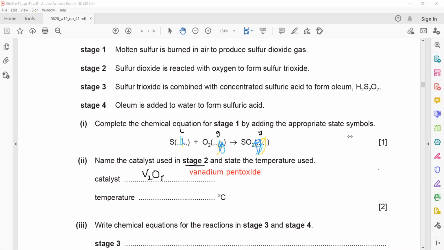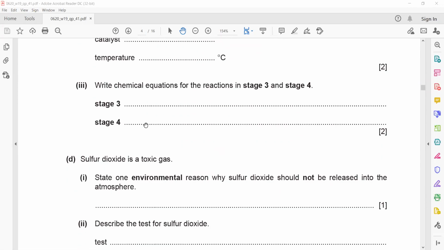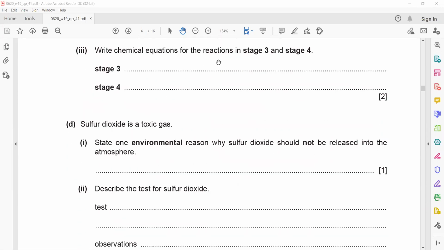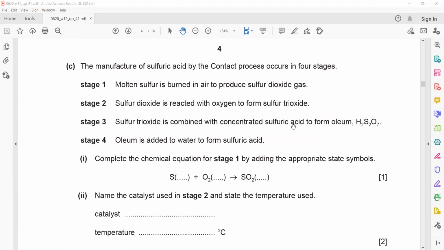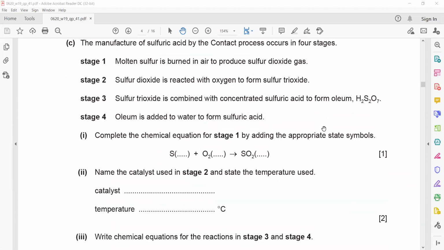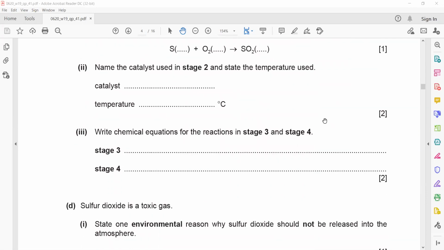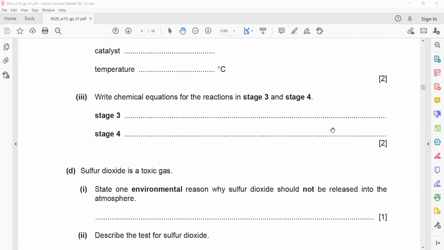Write a chemical equation for stage 3 and stage 4. Stage 3: sulfur trioxide combined with sulfuric acid to form oleum. So sulfur trioxide mixed with sulfuric acid forms oleum. That's stage 3. And stage 4: oleum is diluted to form sulfuric acid.